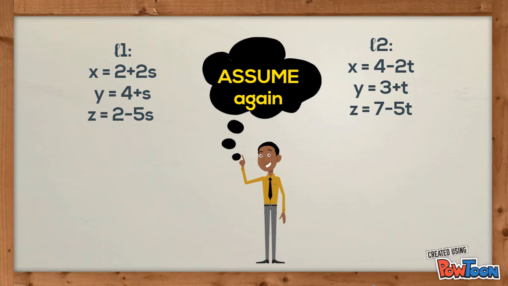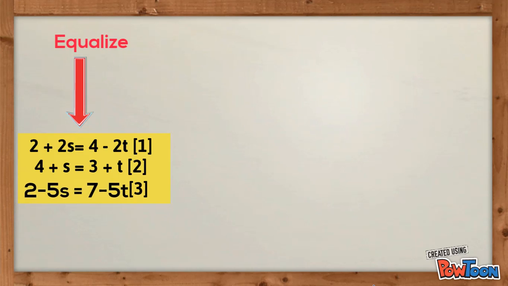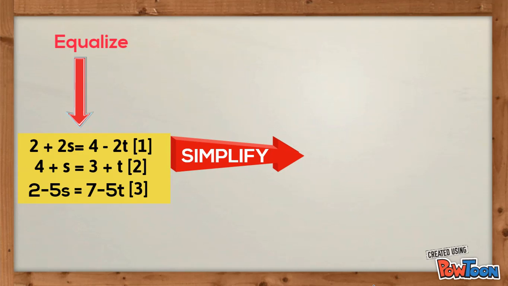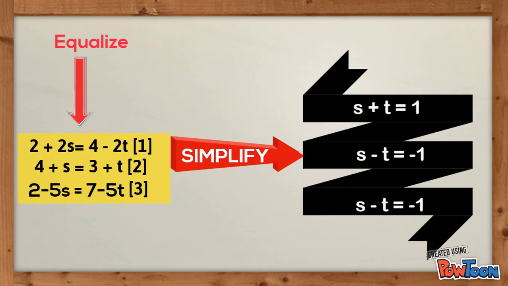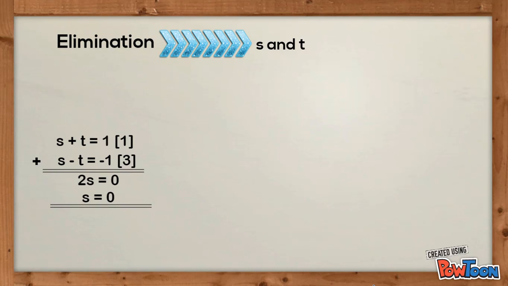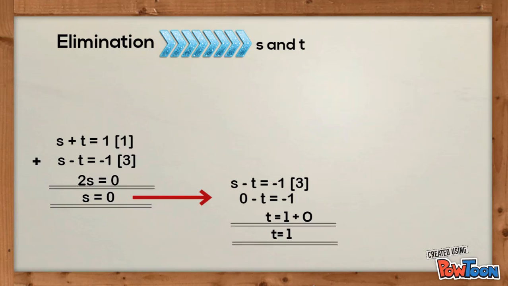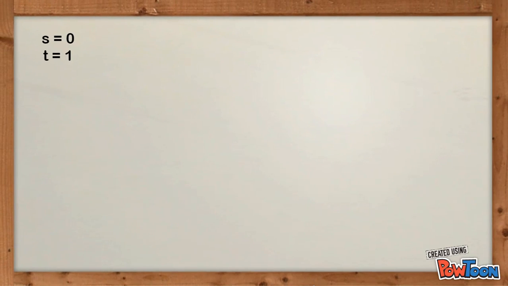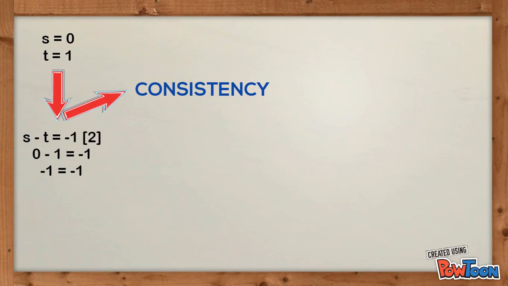Assume the lines intersect. We equate the equations of the lines. After simplifying the equations, we get the following. Here we use the elimination method again. We can choose equations 1 and 3. We eliminate t to get the s value. Then substitute s equals 0 into equation 3 to obtain the t value. We substitute both s and t values into equation 2 to check the consistency.